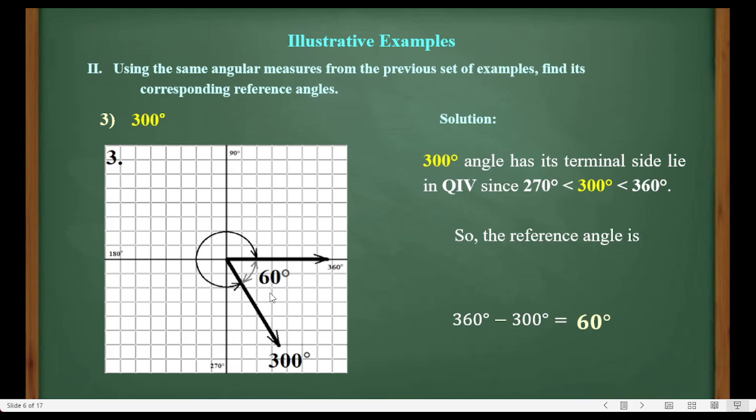So, when we say reference angle, we talk about the acute angle formed by the terminal side with respect to the x-axis. So, ang hahanapin lagi natin yung mas malapit sa terminal side, which is this one, the positive x-axis. Okay? So, this is the reference angle. Okay, so this is the answer.